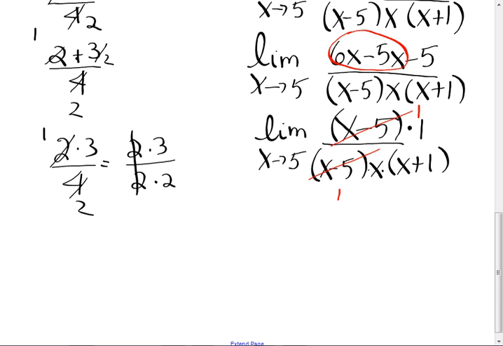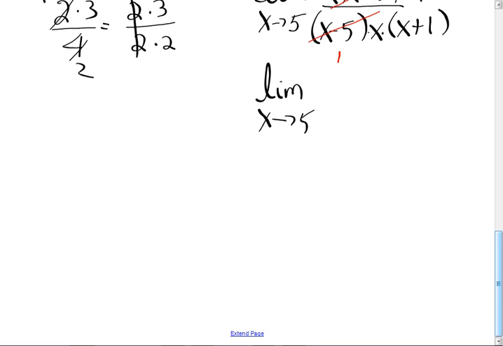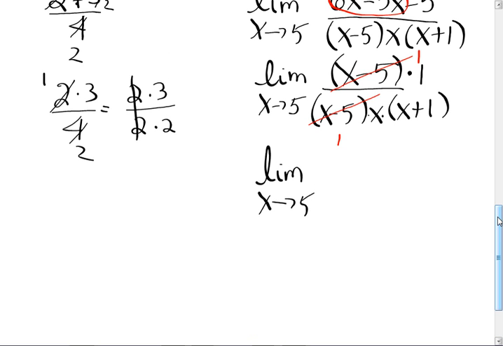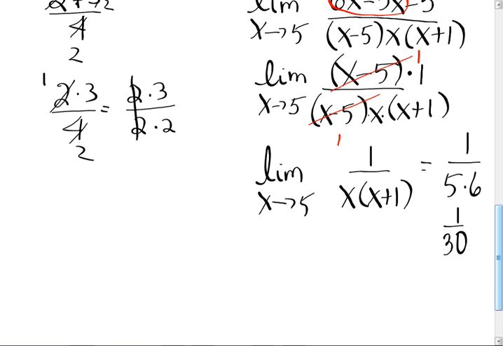Yes. So it's the limit as x goes to 5. Remember, x's are just numbers. They're just numbers. So this number isn't x, it's x minus 5. The number here is the difference between whatever that variable is and 5. It's just some number. And so I'm left with 1 over x times x plus 1. So if I substitute in 5, I get 1 over 5 times 6, or 1/30.